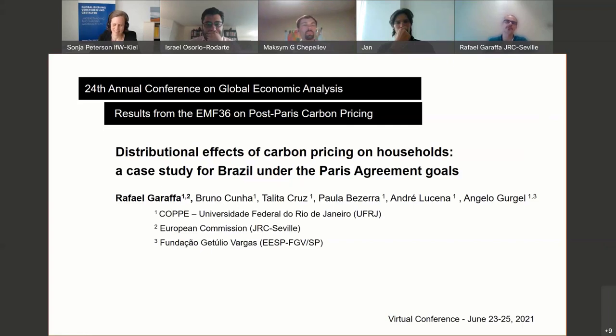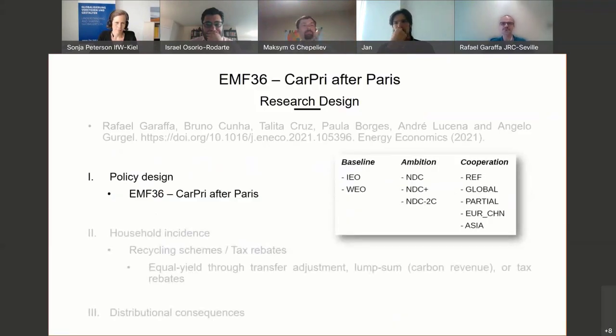this is a paper that I co-authored with other colleagues from COPPE, where we analyze the distributional effects of carbon pricing on households in the case of Brazil. I'll jump to this introduction, where I had planned to show some of the framework of scenarios and ambition and comparison for the policy design of the EMF.